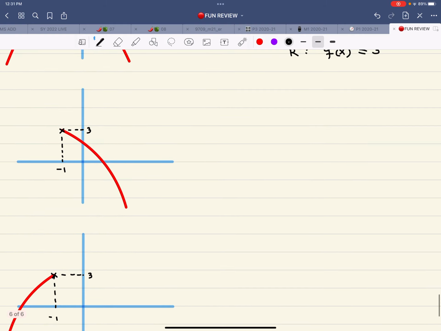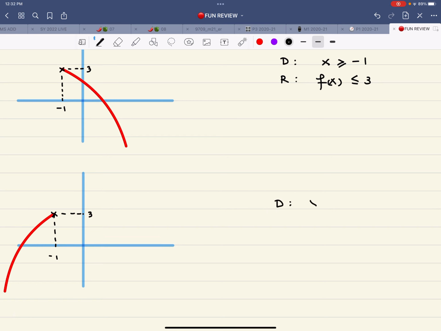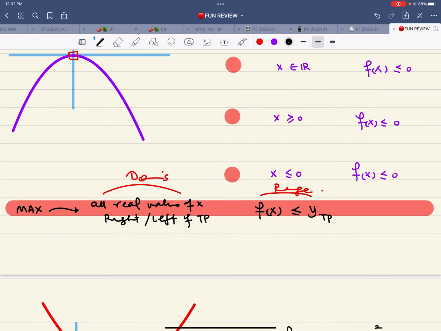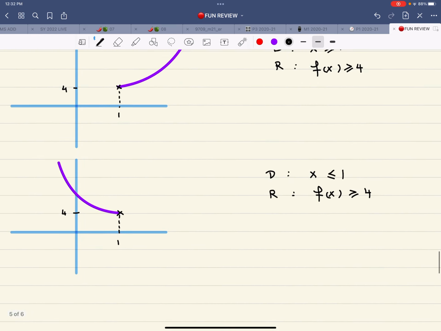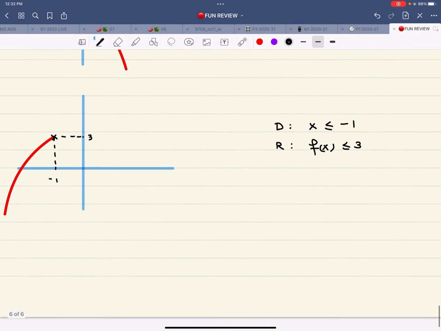In the second one, domain, x is right of turning point. Range, f(x) is less than or equal to 3. Domain, x is left of turning point. Range, f(x) is less than or equal to 3. So it exactly tallies with the orange statement. Now let me restrict the domain. That is the next step.